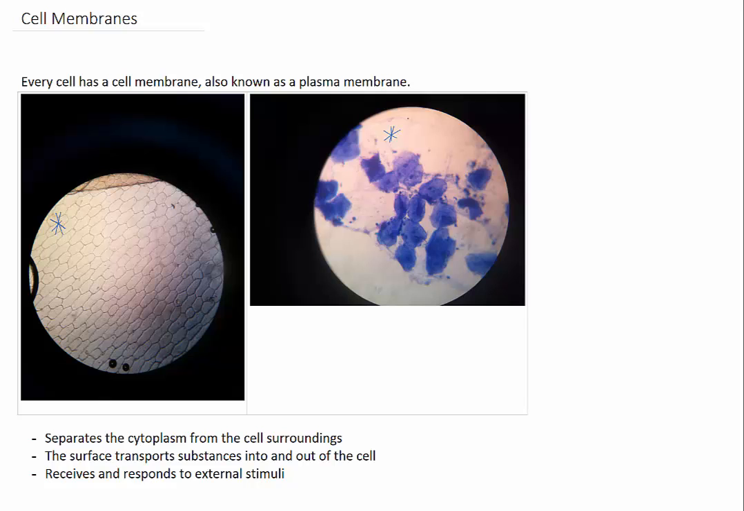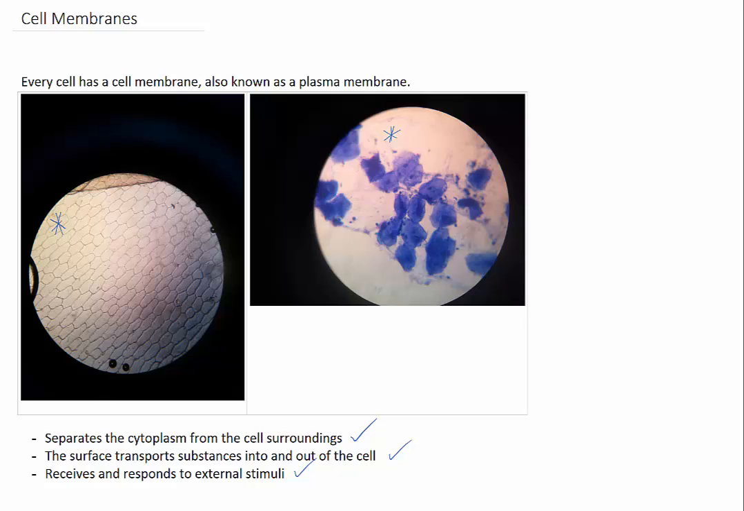And cell membranes play a vital role in the life of cells. The membrane separates the cytoplasm from the cell's surroundings. The cell surface also transports substances into and out of the cell. The cell membrane also receives and responds to external stimuli, so it's a very important structure in a cell, particularly in the transport and regulation of substances coming into and out of the cell.